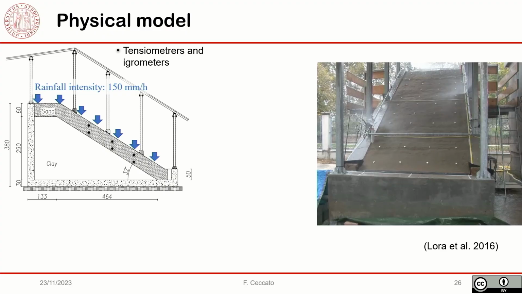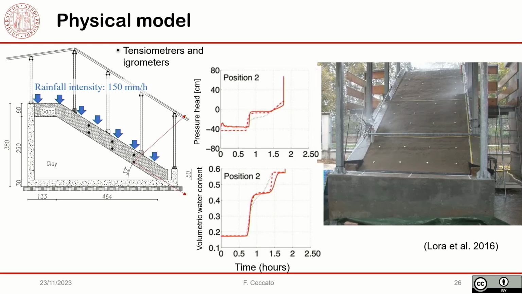So in this physical experiment, there is a slope 3.5 meters high. There is a layer of base clay with an inclination of 32 degrees, and above it there are 60 centimeters of loose sand. And we applied a rainfall intensity at the surface of the slope, and we measured at these black points, which are tensiometers and hygrometers, the evolution of water content and suction.